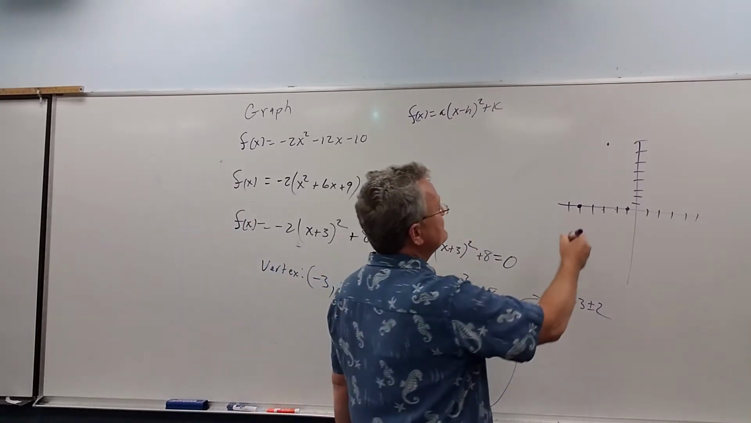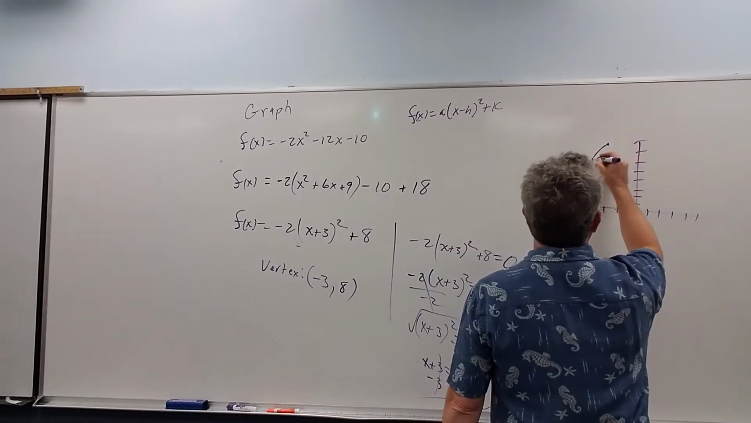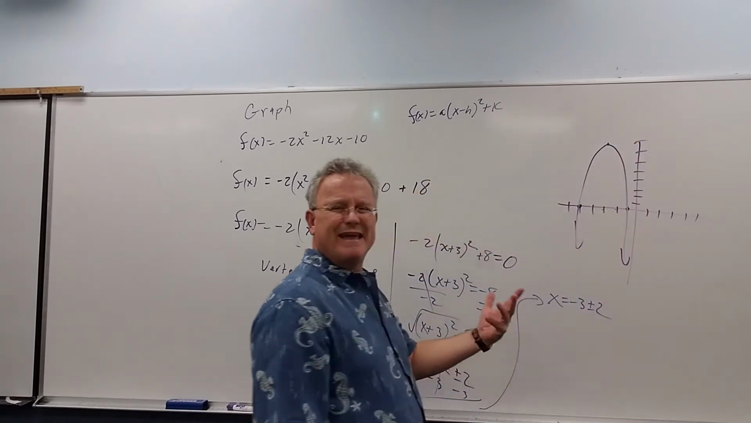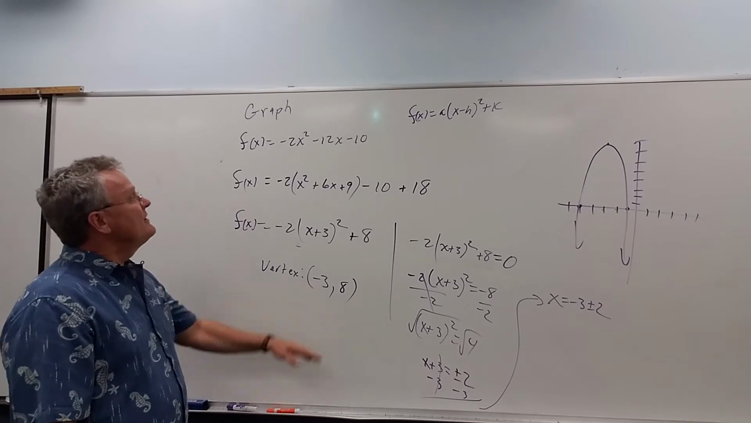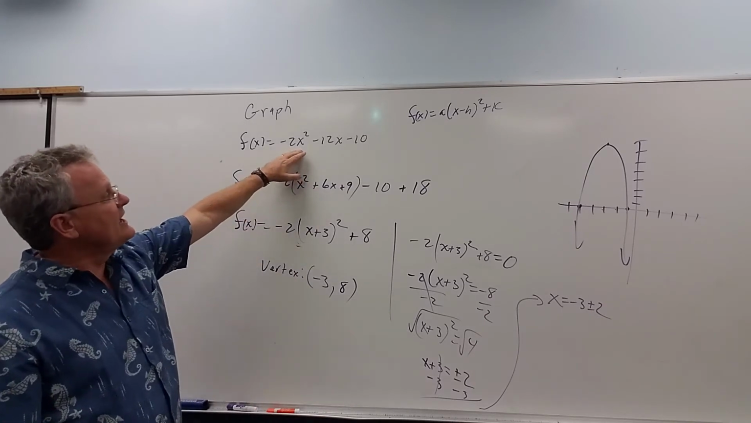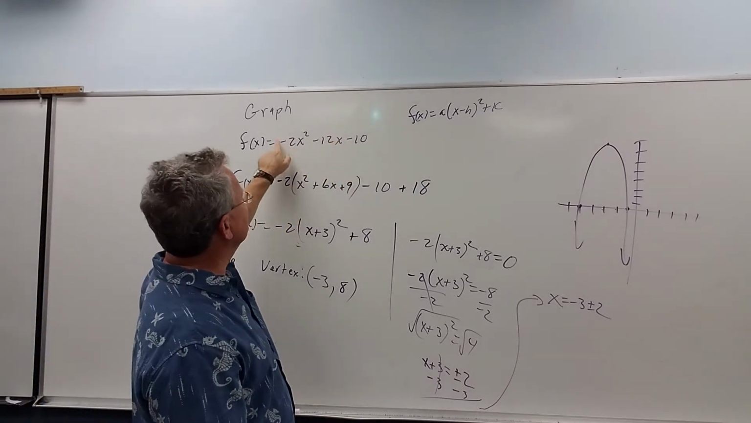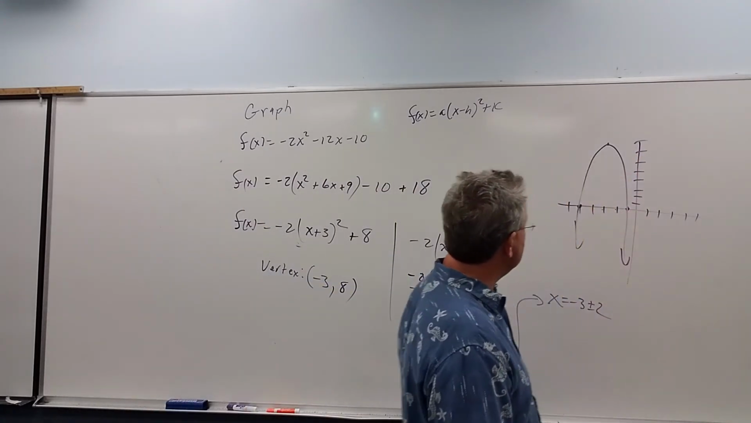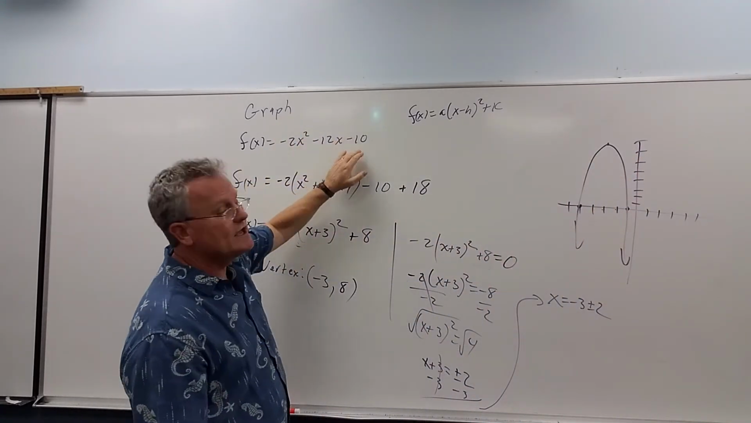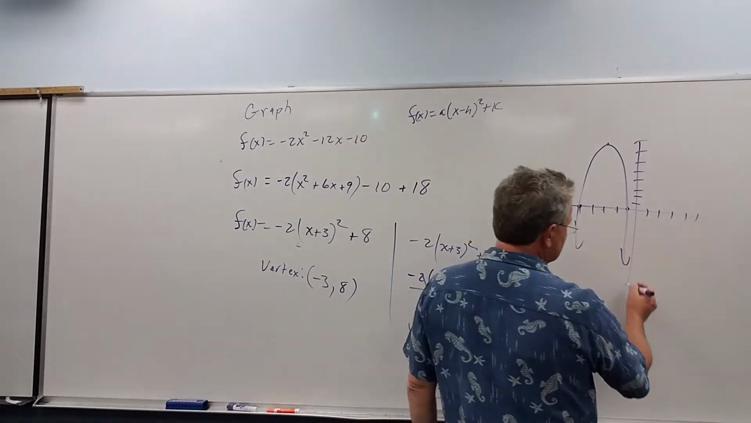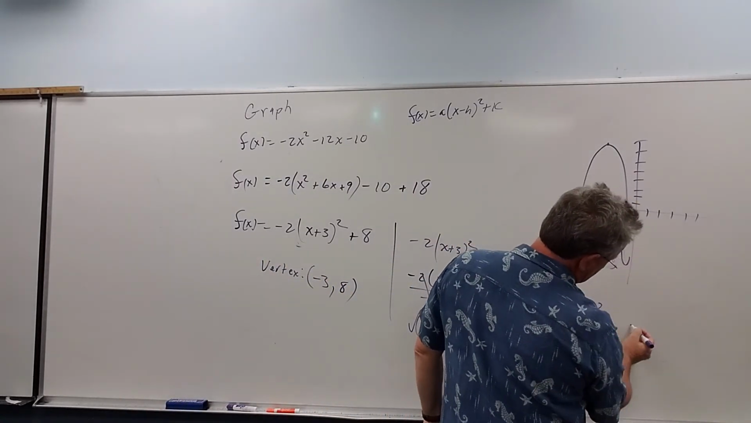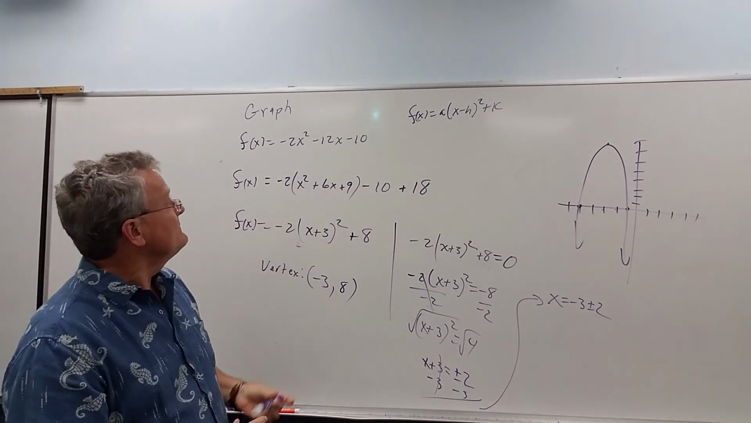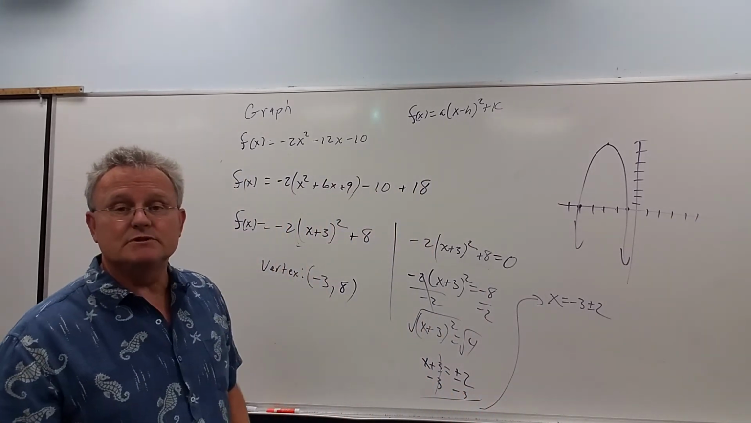Now we just connect the points with our upside down graph. And there's a basic sketch of the graph of this function. Again, to find the y-intercept, let x equal 0. And when x is 0, we get -10. So we know this is going to come down, and down here at -10 is where it's going to cross the y-axis. So that's how you graph by completing the square.